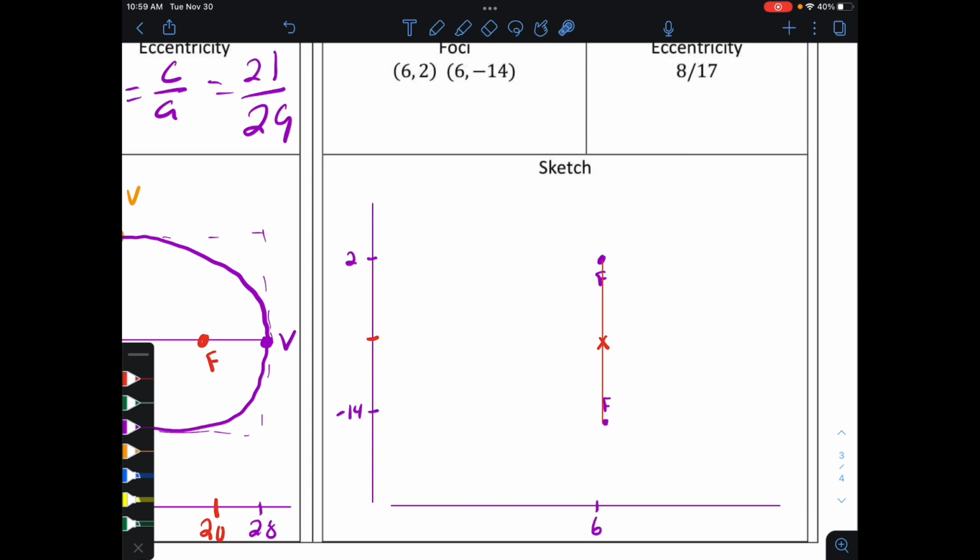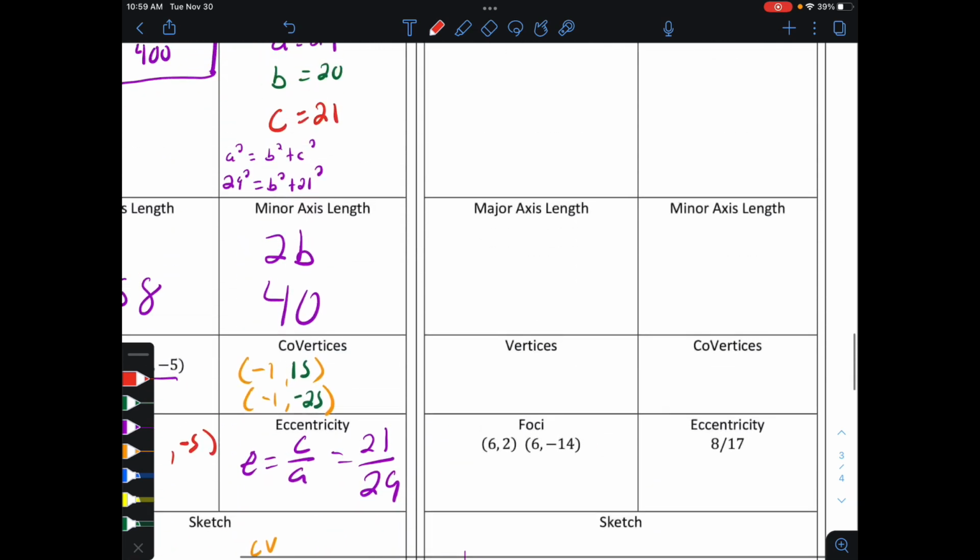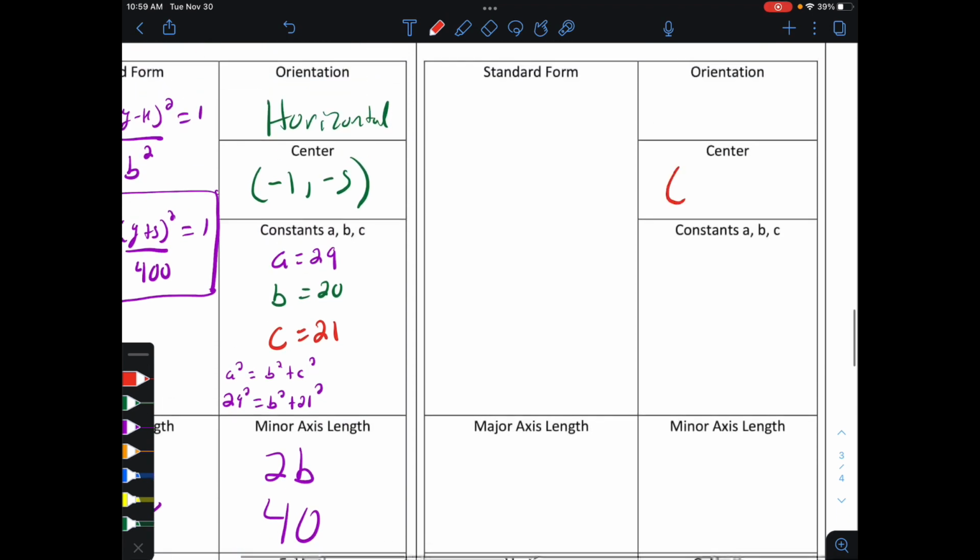Another way, if you got two values and you're trying to find the number in the middle, is just average the two. So that would give you your middle number, the average. So 2 plus -14 is -12. Divide that by 2, I get -6. So my center is at (6, -6). I can go ahead and write that in here. Now our foci were stacked up and down.